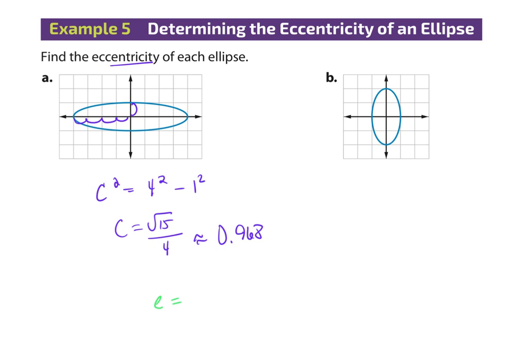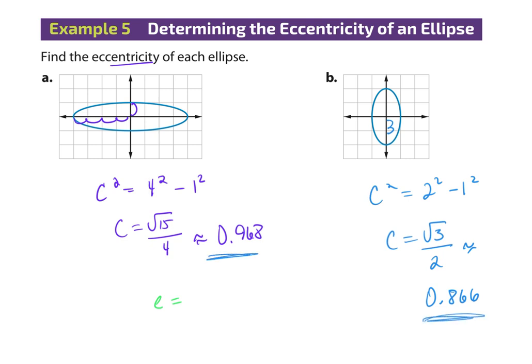Okay. You can look at this one compared to this guy over here. So c squared is going to be my longer one, which is my 2, minus my shorter one. So this is going to be the square root of 3 over my a value, which is 2, approximately 0.866. You can see that this one is more elongated than that one. You can see it both in the number as well as the picture itself, right?